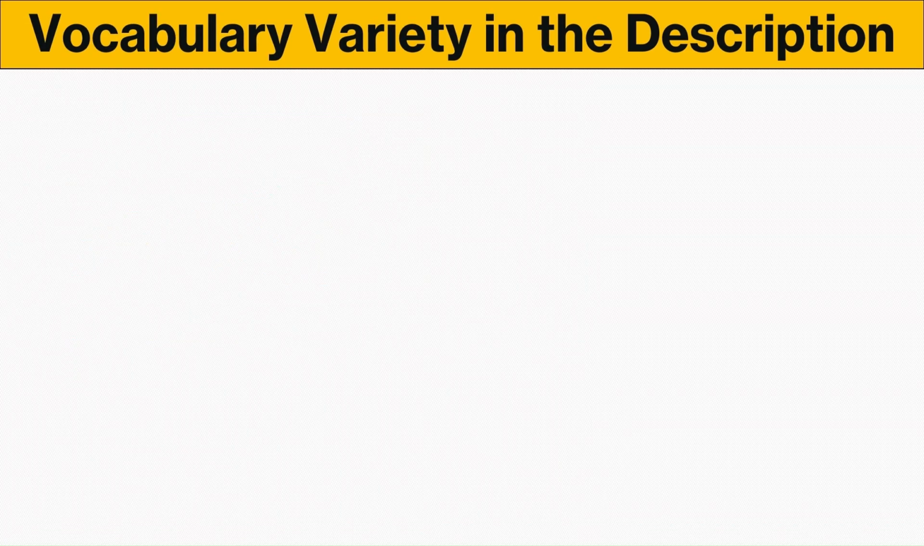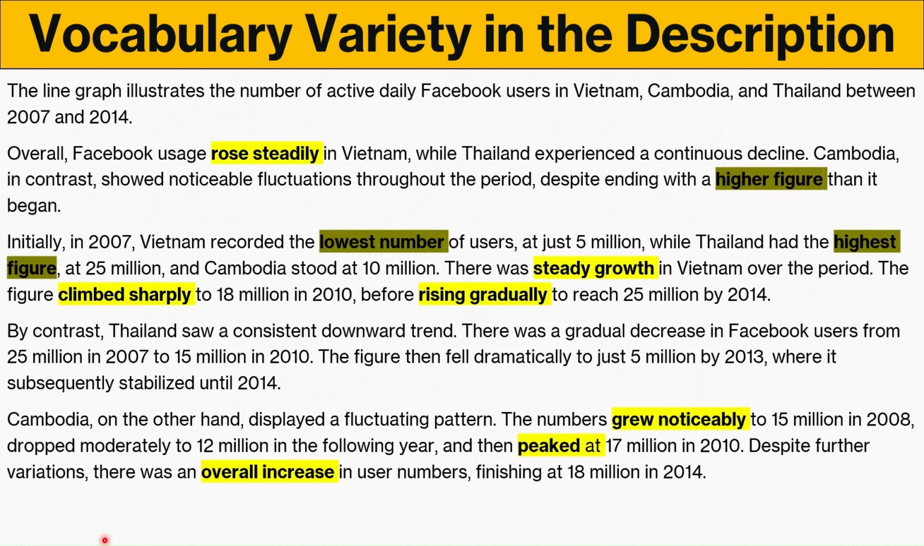A high-scoring response doesn't just repeat the same words. Instead, it uses synonyms and precise language to describe trends. Let's see how this description does that. In Task 1, repeating the same verb, such as increase, multiple times can limit your lexical resource score. Instead, this description uses a range of expressions to describe upward movement.